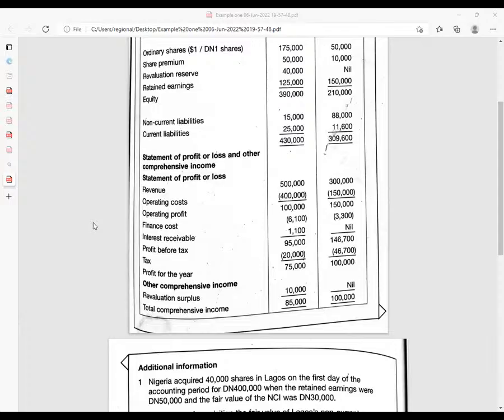Under other comprehensive income, I have revaluation surplus. And I'll be bringing here the group exchange gain. Very important. Group exchange gain for me to be able to get what we call the total comprehensive income.